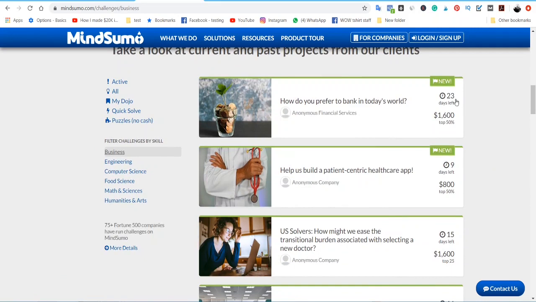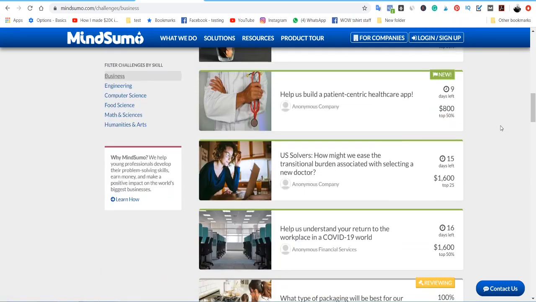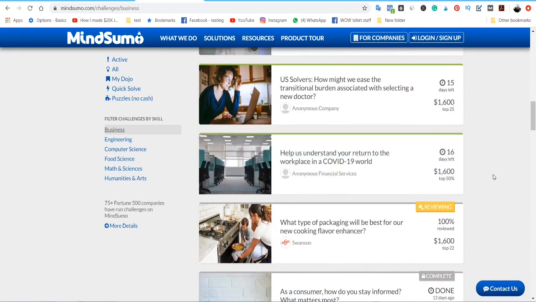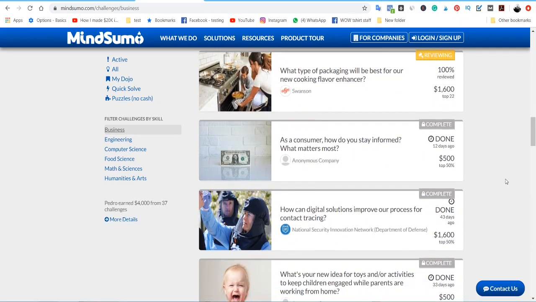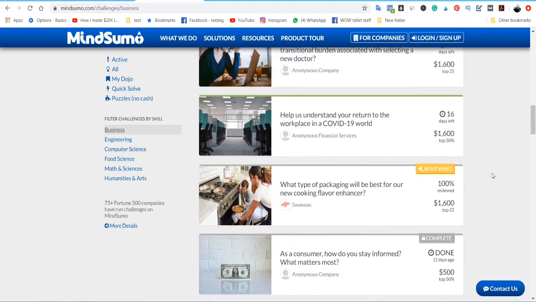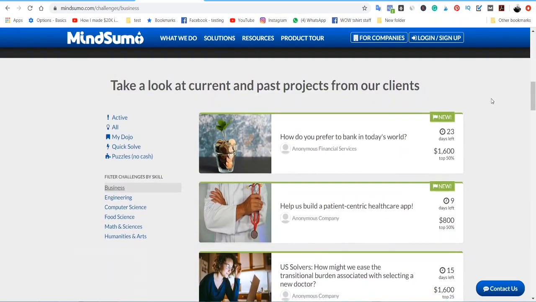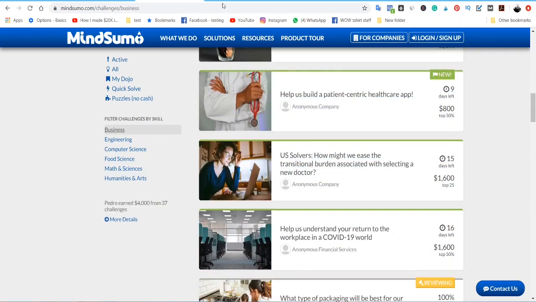So take a look at this one over here. This one has 23 days left, and you're going to earn $1,600. This one, 9 days left, $800. This one, 15 days left, $1,600, etc. So these are all the types of challenges that you need to solve, right? If you have some sort of knowledge or experience about the topic or the question that these companies put on Mindsumo, you can literally become a problem solver, right? More about this challenge in a second, okay?